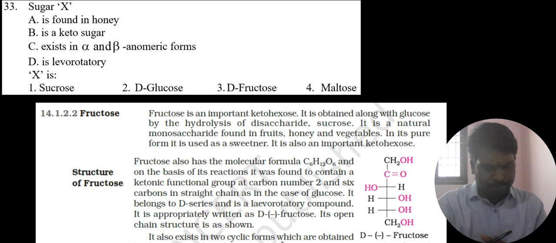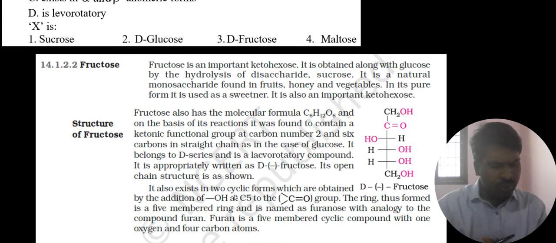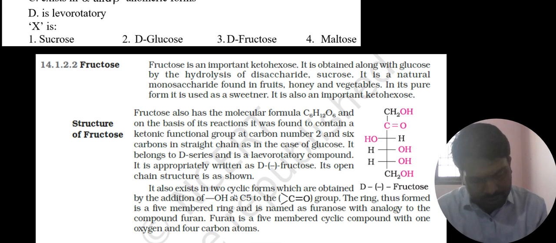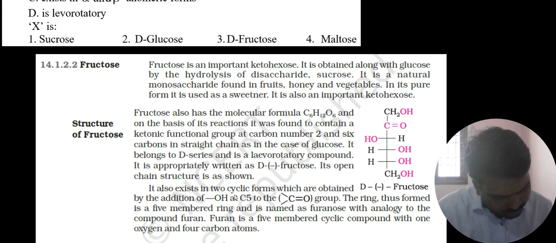Here I provided the data. Now, the first one, fructose. Fructose is an important ketohexose. It is obtained along with glucose by the hydrolysis of the disaccharide. So when sucrose undergoes hydrolysis, you will get glucose plus fructose. It is a natural monosaccharide found in fruits, honey, and vegetables. This is an important point.